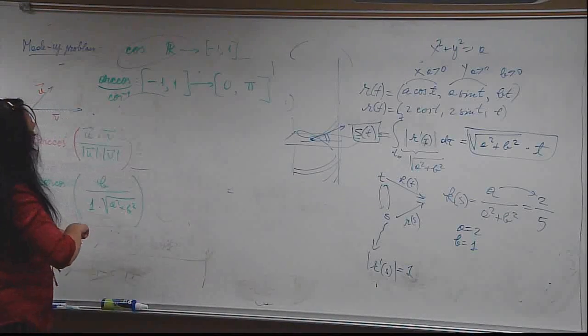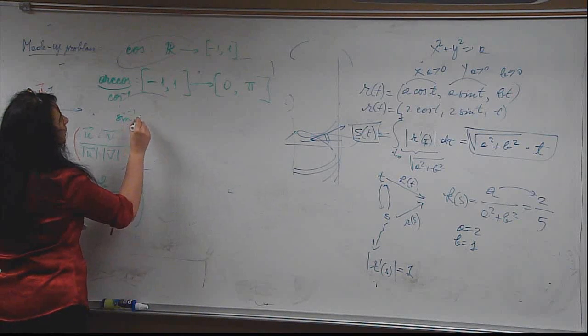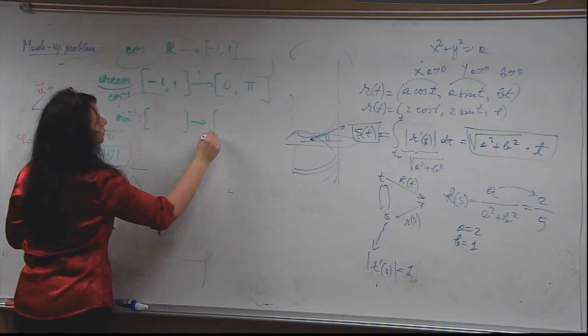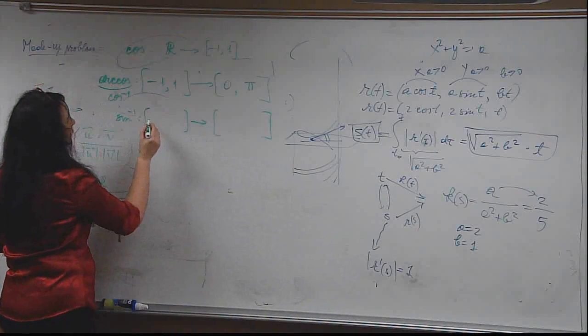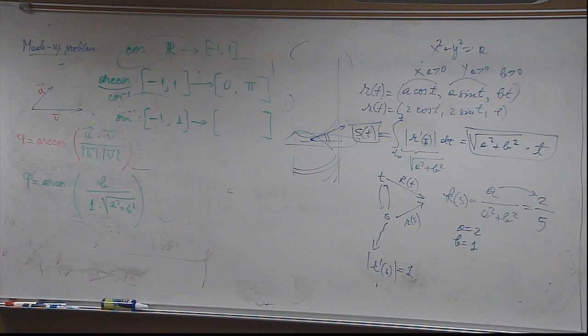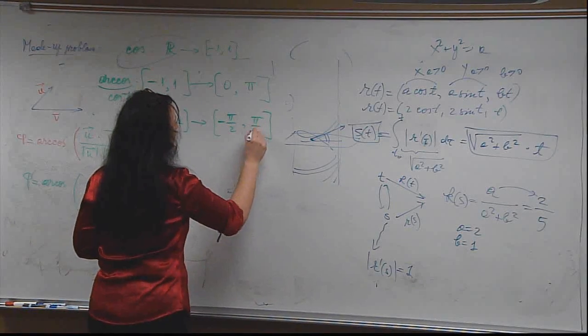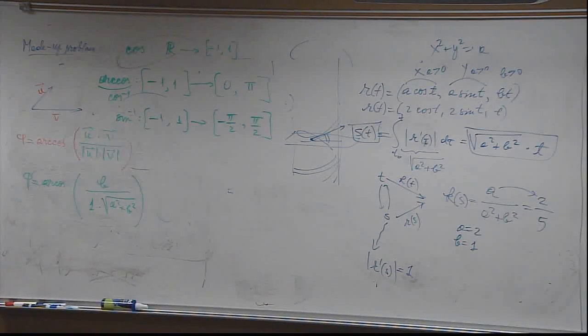How about when I had a sine inverse? There we go. How was my restriction so that would be a 1-to-1 function? It's going to go from minus 1 to 1. What is the range? Negative pi over 2. Minus pi over 2. You guys know your trick. Oh, good. That's a very good thing.